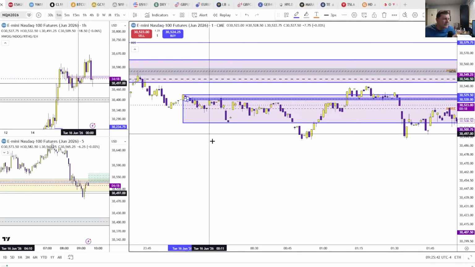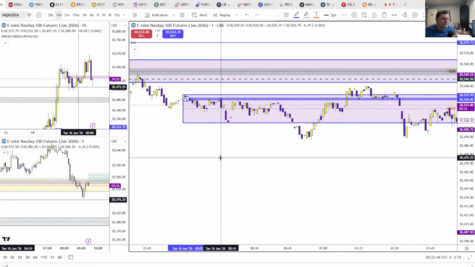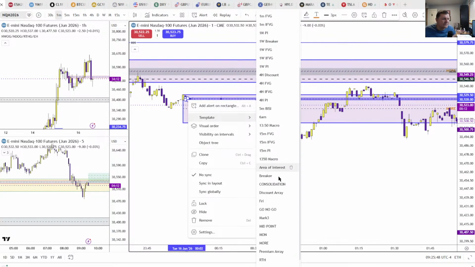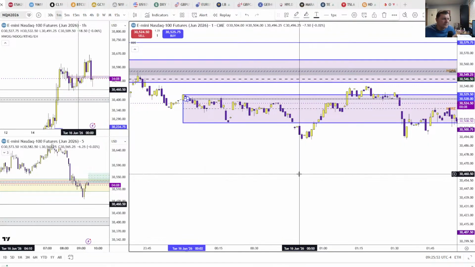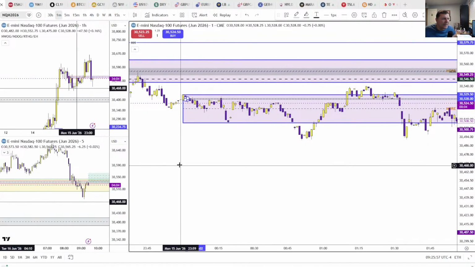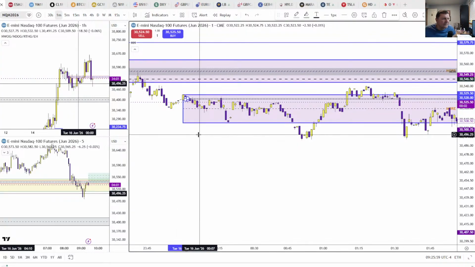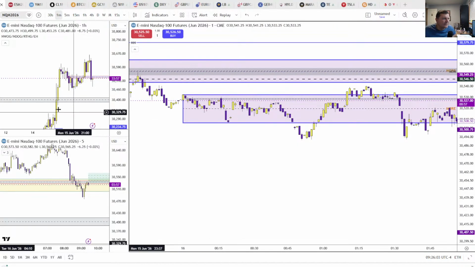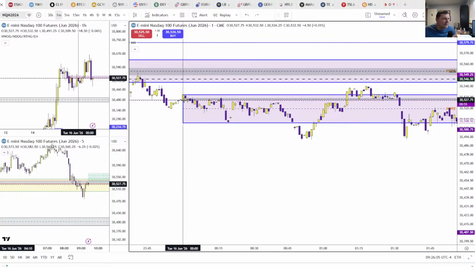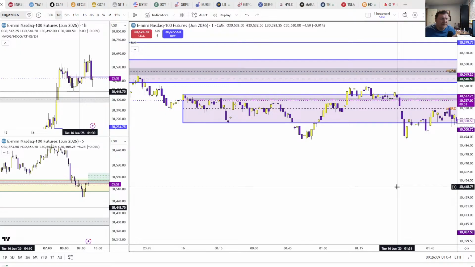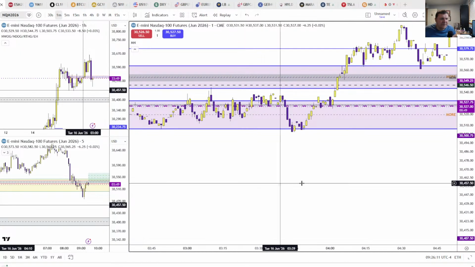Really tiny this morning. See how it's banging off of that? This was midnight open right there. And the 6 a.m. candle.